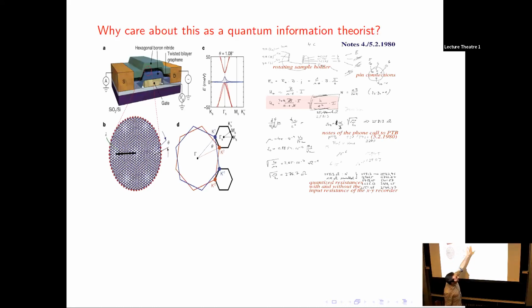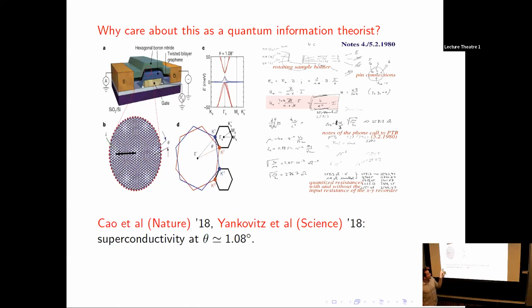I don't know if you know what this is. This is from 1980. This is the first measurement of the quantum Hall effect by von Klitzing, the notes in his book. And how is that related to the things that we're looking at? Well, there was this measurement of superconductivity in twisted bilayer graphene at an angle of 1.08. That's called the magic angle. That's why they're called magic moiré materials.